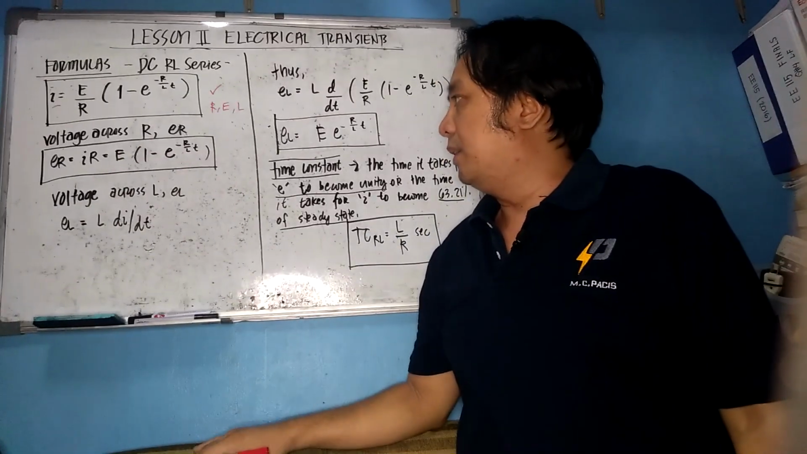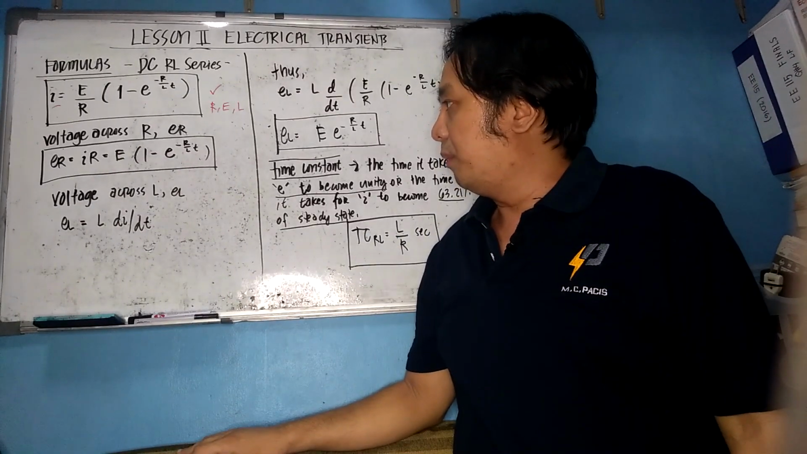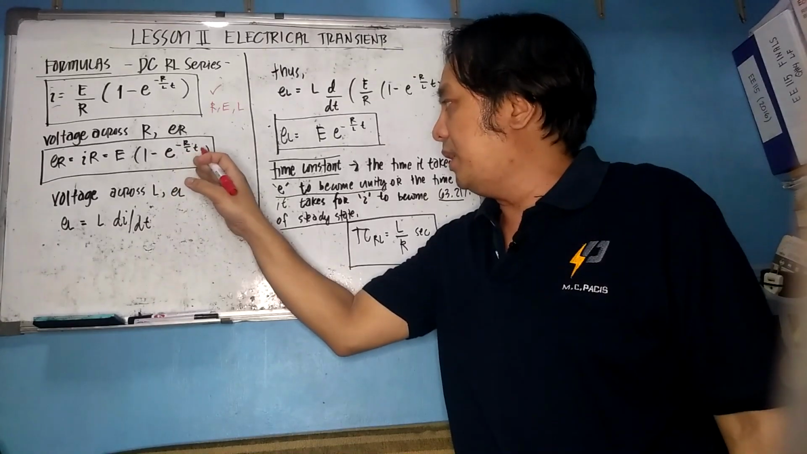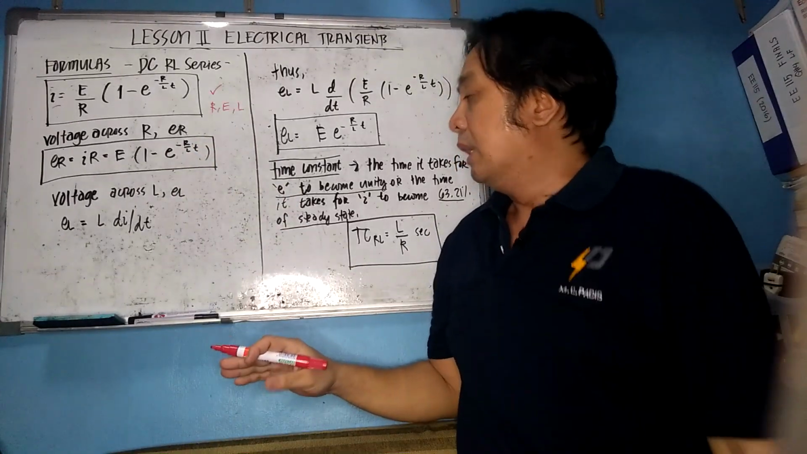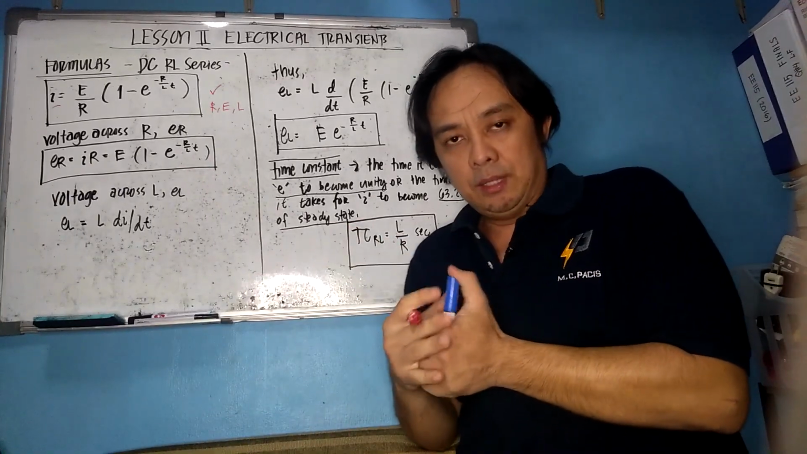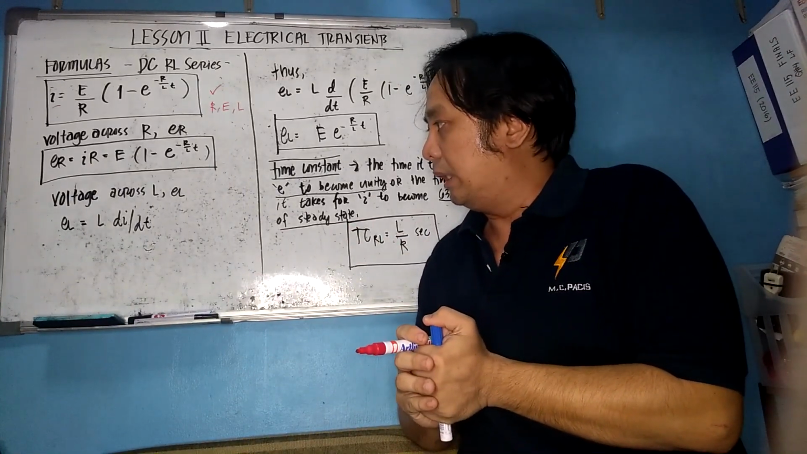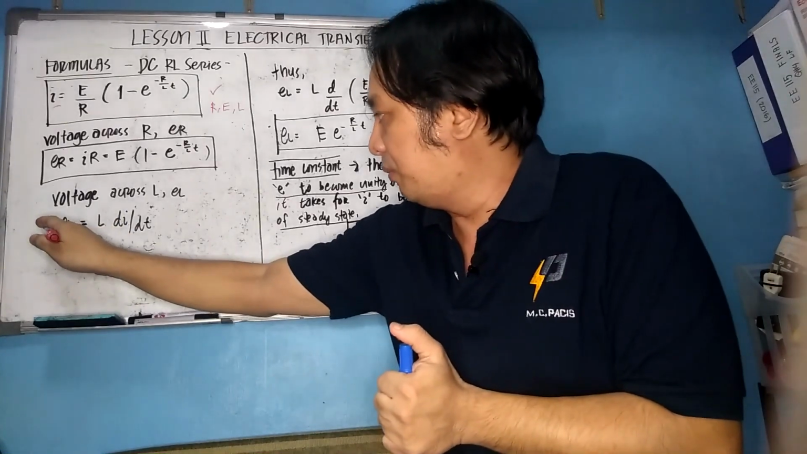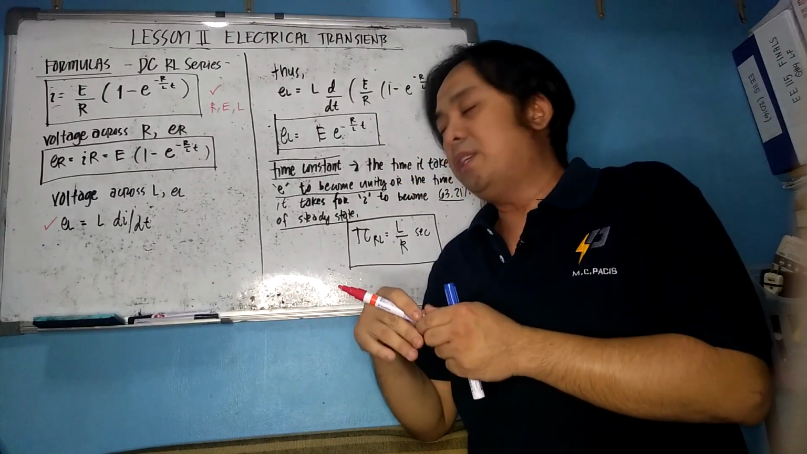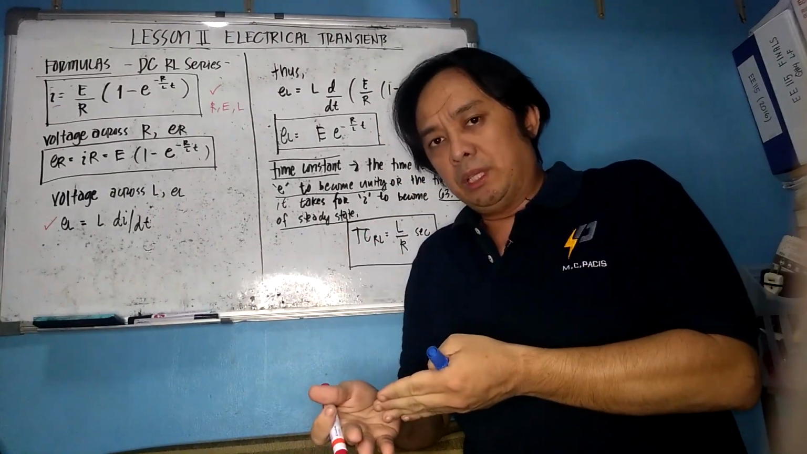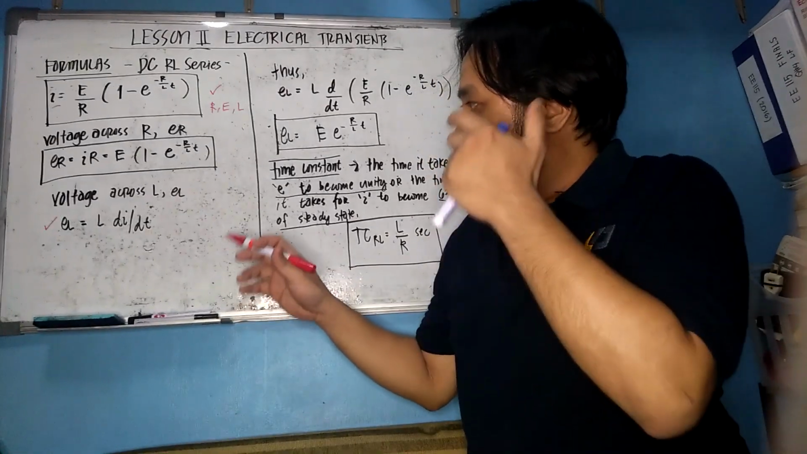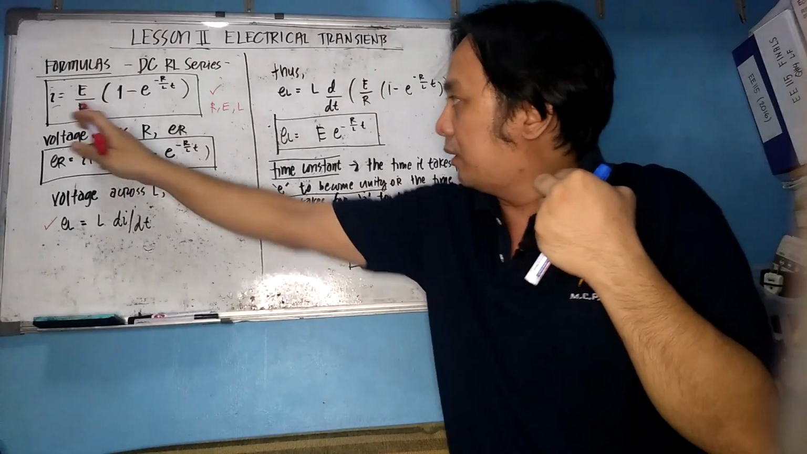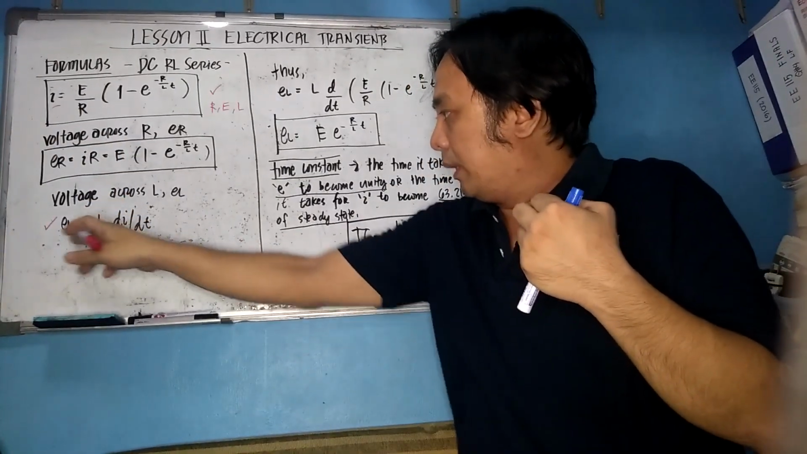So, this will be the formula for ER: E times (1 minus e raised to negative R over L times t). Now, if you want to get the voltage at the inductor, we have this equation from our previous slides that the inductor voltage is equal to L di over dt. So from here, we need to differentiate this current in order to get EL.